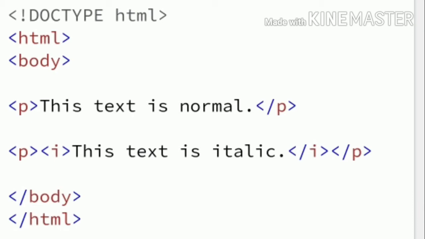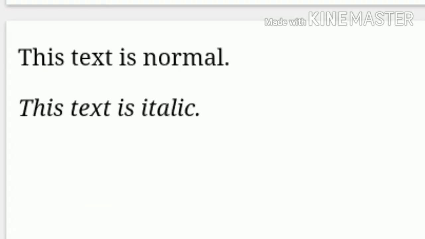For example, you can run this program. You can write the code just like HTML, body. After that you can write a paragraph p tag. This text is normal. Close the paragraph tag. Then start another p tag, the opening p tag. Then start an i tag, the opening i tag. This text is italic. Then close the i tag, that means slash i. After that close the paragraph, slash p.